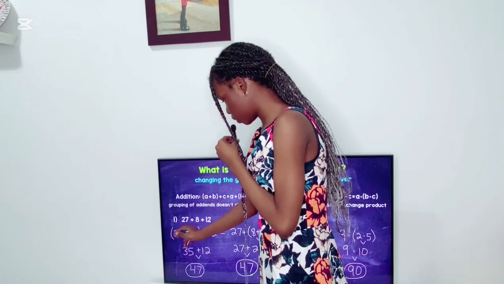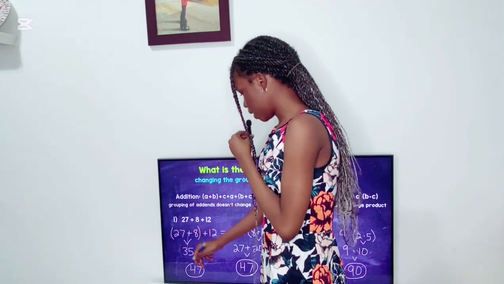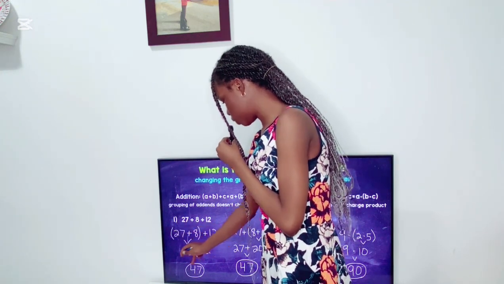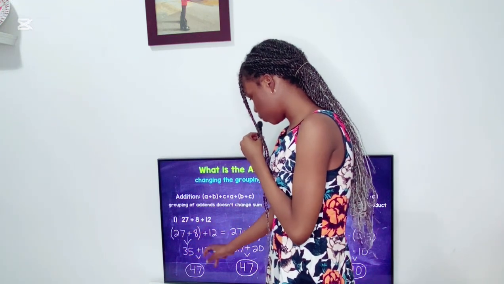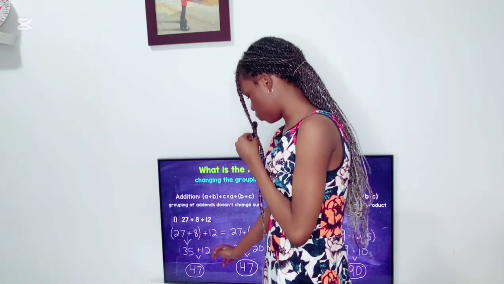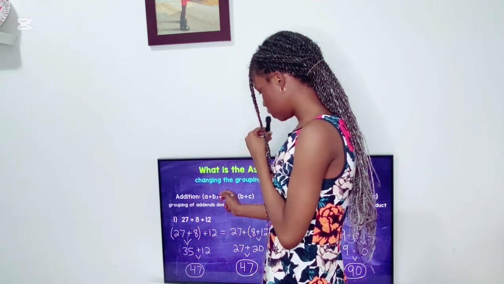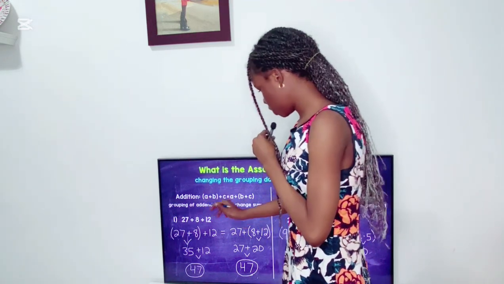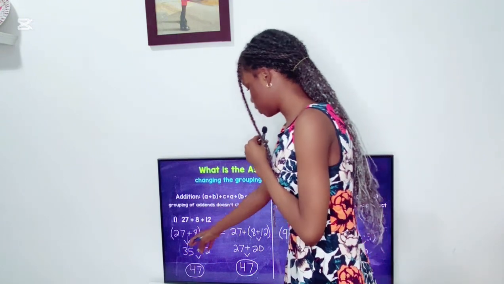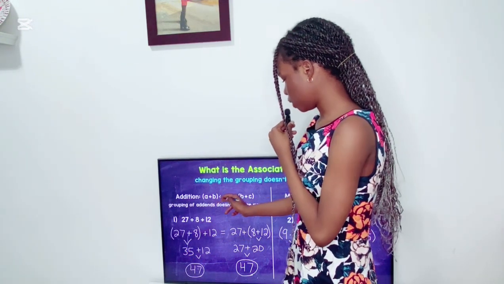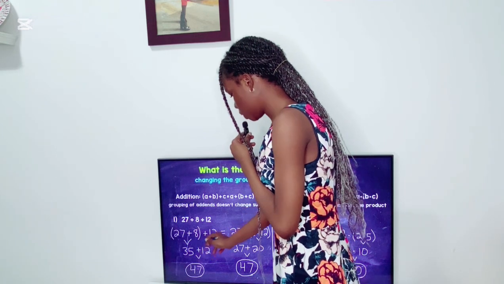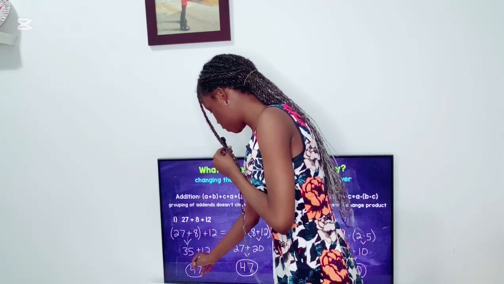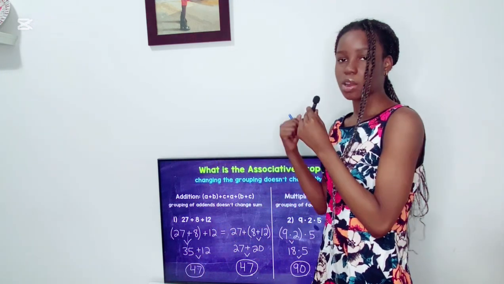So that means we're going to take 27 plus 8, so A plus B. 27 plus 8 will give us 35. Now we'll bring down our addition and we'll bring down our 12. What's left is the answer we got from doing A plus B, so that's 35. We're going to add it with C, with 12. So 35 plus 12 will give us 47. And that is our answer.